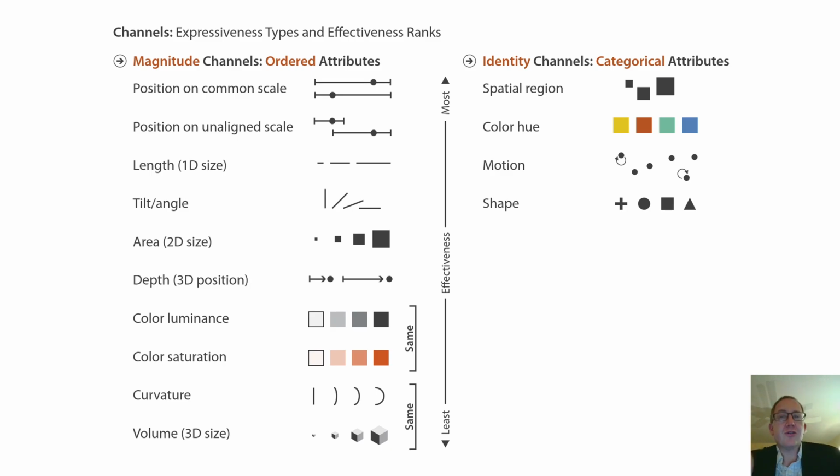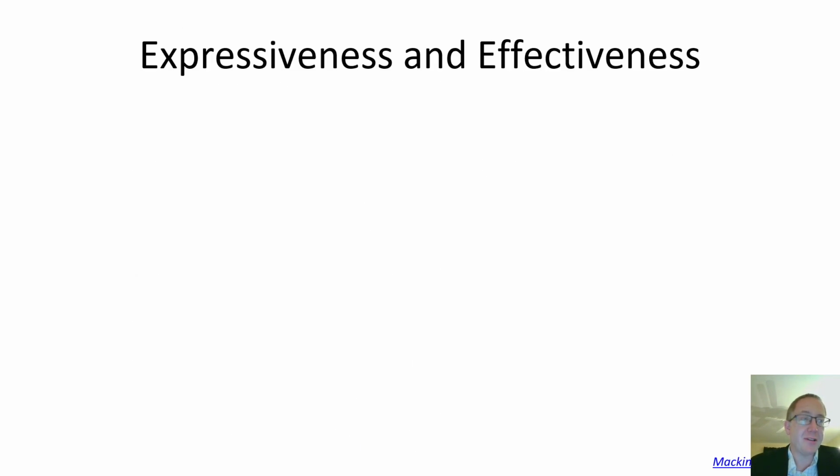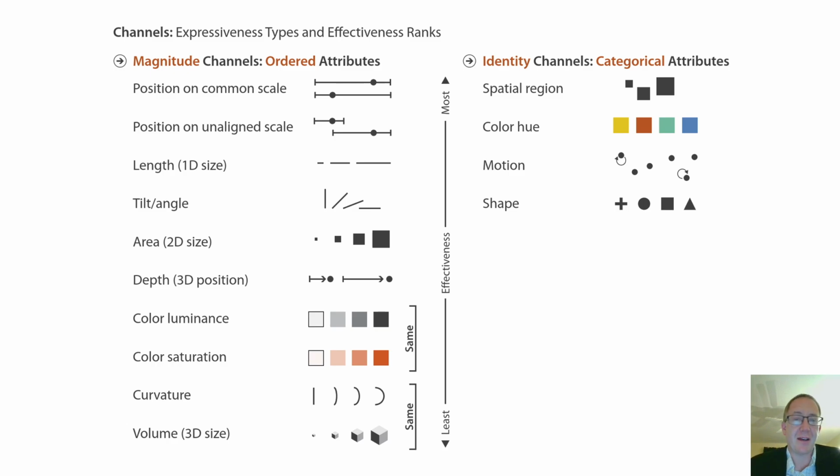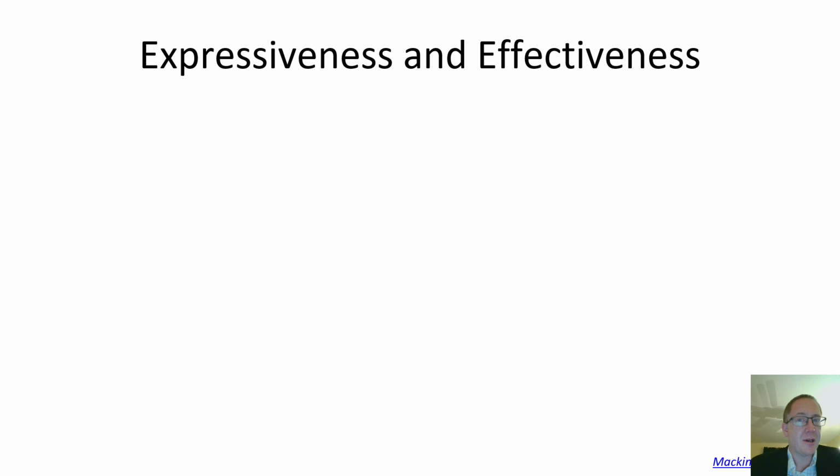So if you're trying to encode categorical data, you stick with the stuff on the right. If you're trying to show ordinal data, you stick with the stuff on the left. And you prioritize it based on the task that you're giving people. What do you need people to be able to do? That's the task you want to get. That's the way you encode your information.